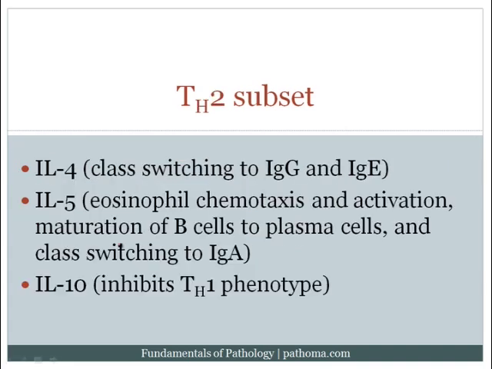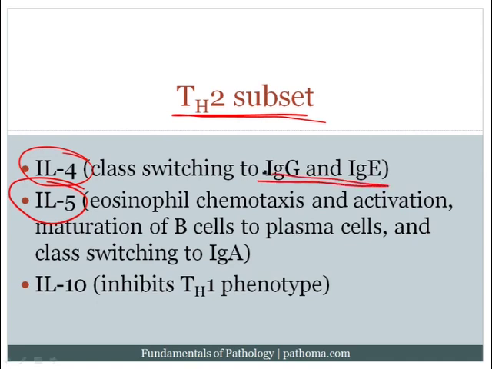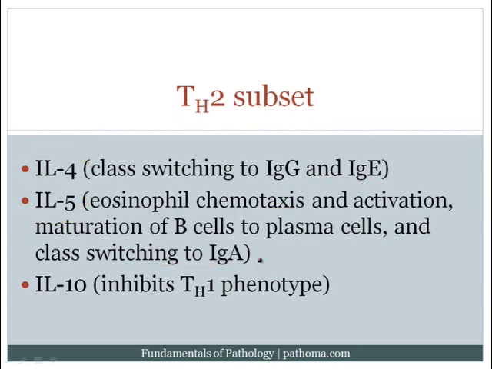You do need to know what they actually do as well. The Th2 subset helps the B cells by producing IL-4 and IL-5. These are really the two big molecules that you need to be familiar with. IL-4 causes class switching to IgG and IgE, and IL-5 helps to bring in eosinophils, causes maturation of B cells to plasma cells, and allows for class switching to IgA. Another product of the Th2 subset is IL-10, and IL-10 inhibits the Th1 phenotype.